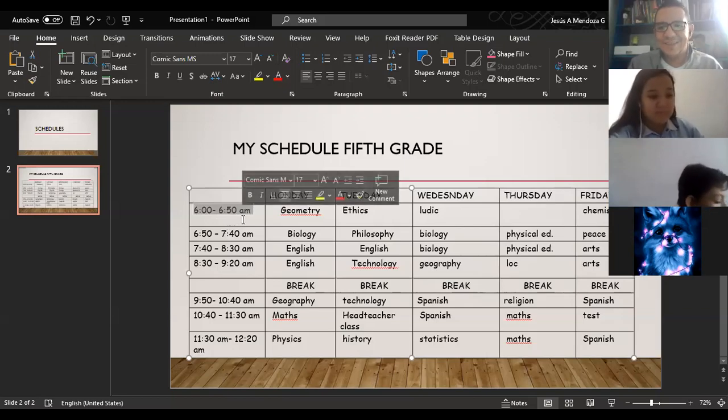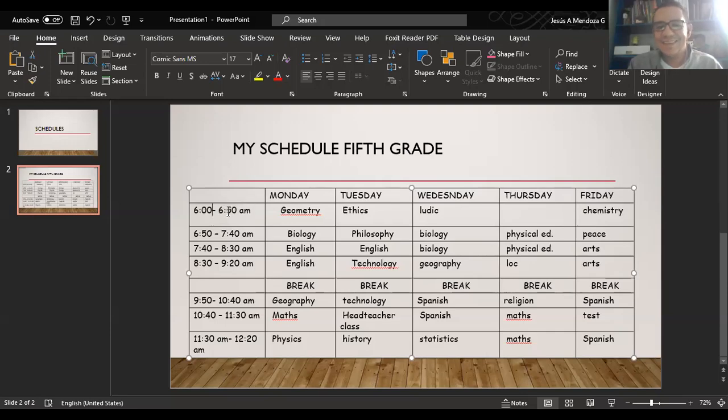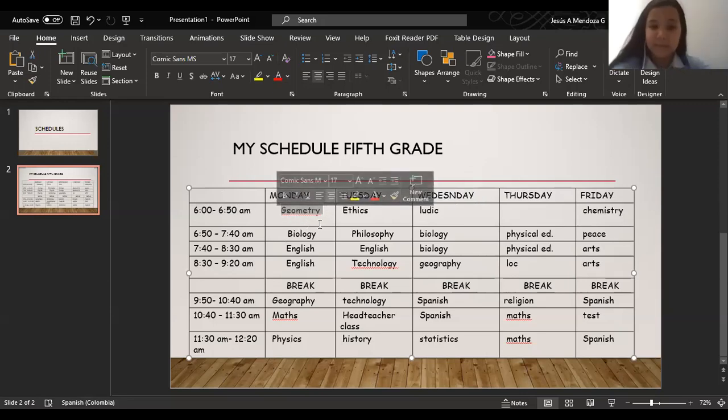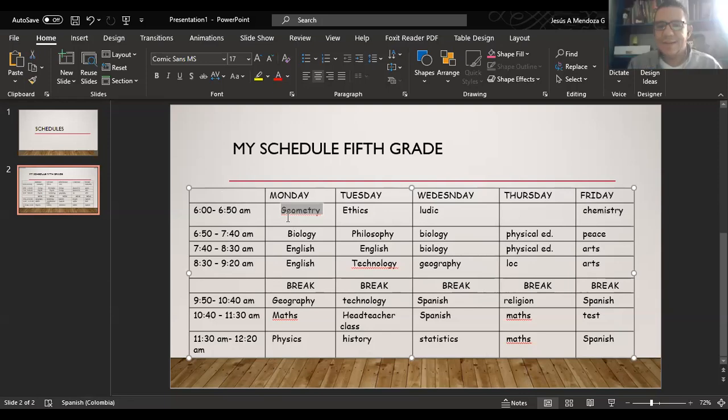From six. Okay, in the easy way. La forma corta, la forma fácil. From six to 6:50. Okay, from 6 to 6:50. What's the subject? ¿Qué materia es? Geometry. Okay. Geometry. What's the next hour? ¿Cuál es el siguiente? Biology. Please repeat. Biology.